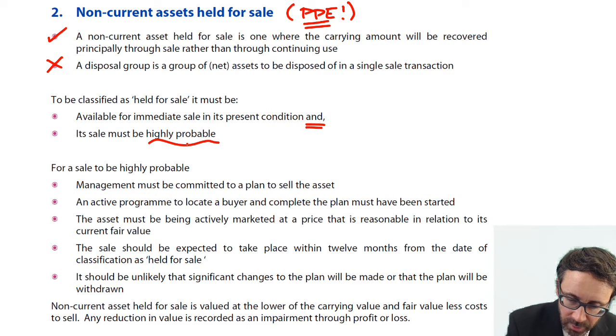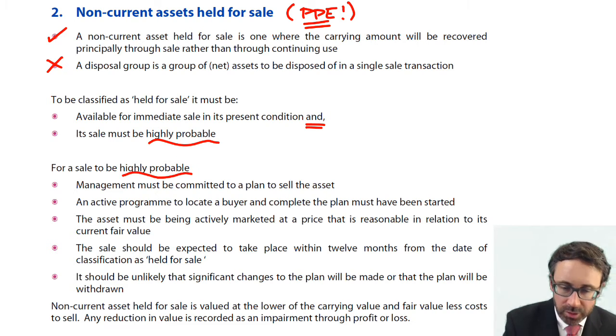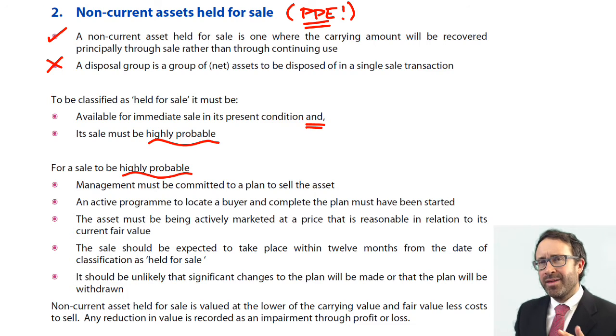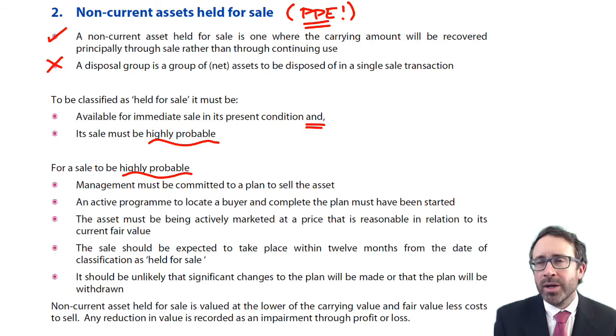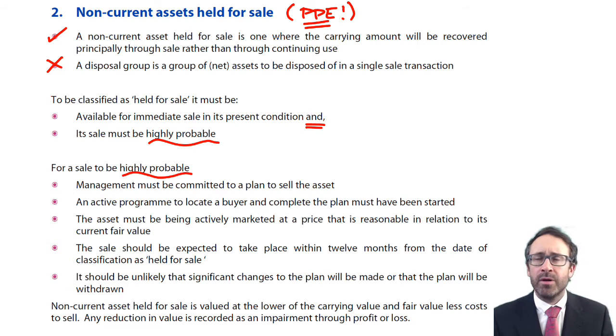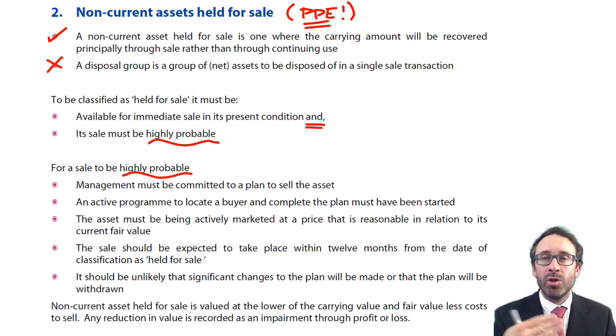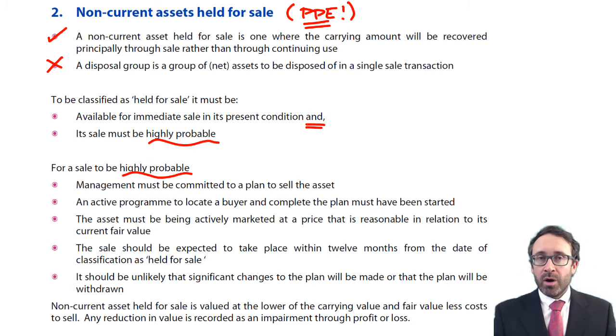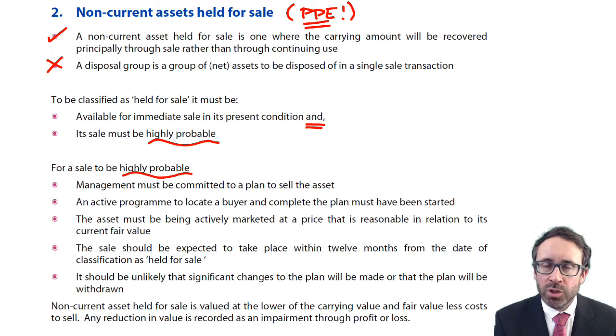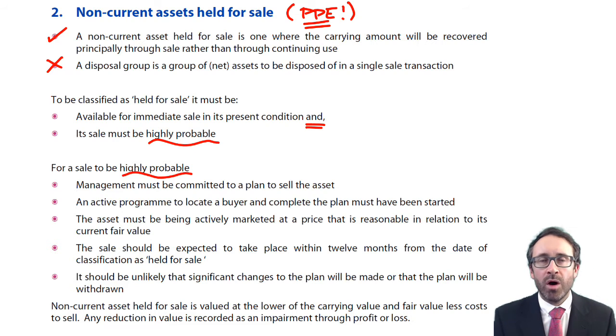In order for that to happen, we've got some key criteria. I think these might be part of a non-computational objective test question. You might have to select 2 out of however many are criteria, or one of them might not be a criterion of IFRS 5. The key thing is that these criteria are designed to ensure that it is actually going to be sold. Otherwise, we will not categorize it as a non-current asset held for sale.